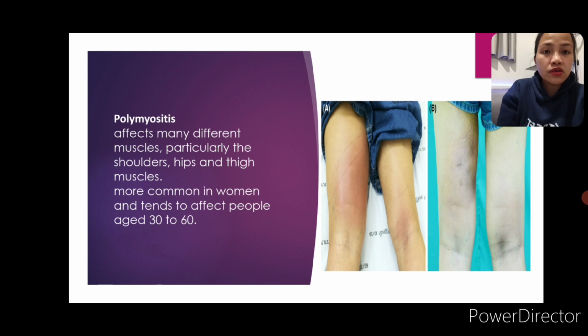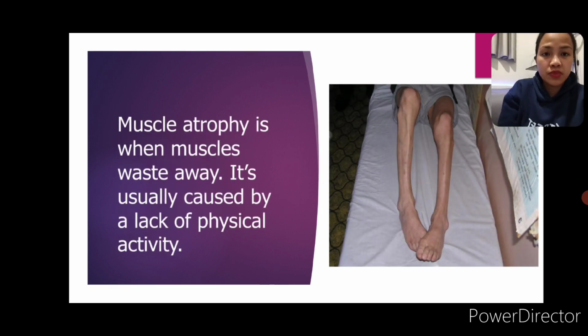Polymyositis affects many different muscles, particularly the shoulder, hips, and thigh muscles. It is more common in women and tends to affect ages 30 to 60. Next is muscle atrophy. When muscles waste away, it's usually caused by a lack of physical activity. So this is a photo of a person suffering from muscle atrophy.